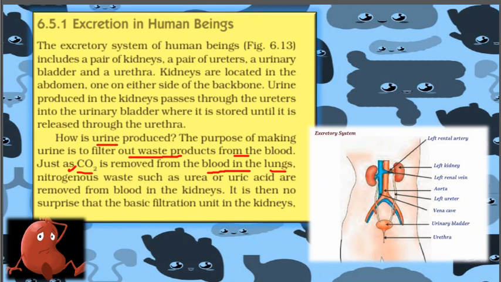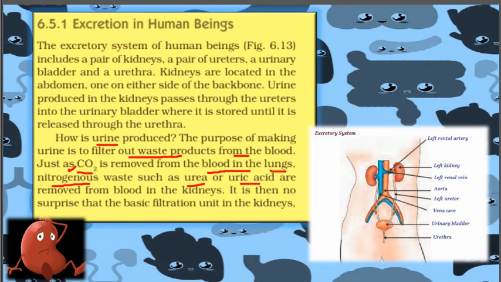In the same way, in the excretory system, the waste products, that is the nitrogenous waste such as urea or uric acid, are very toxic, and that's why we have to remove them from our body. This is a very necessary process in our body. Excretion is a very necessary process.